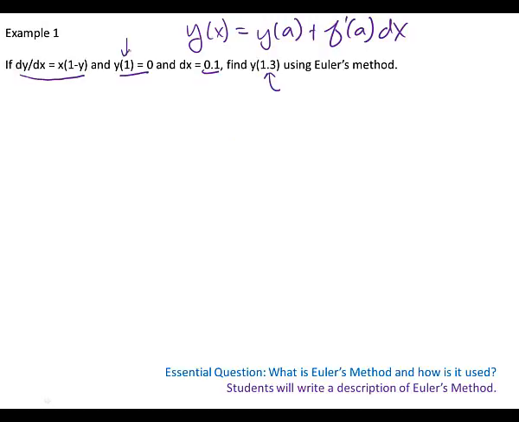1.3. Where are we starting? Okay, so I'm starting with 1. Get to the right one here. So I'm starting with y. So this is how I set up. Y of 1 equals 0.